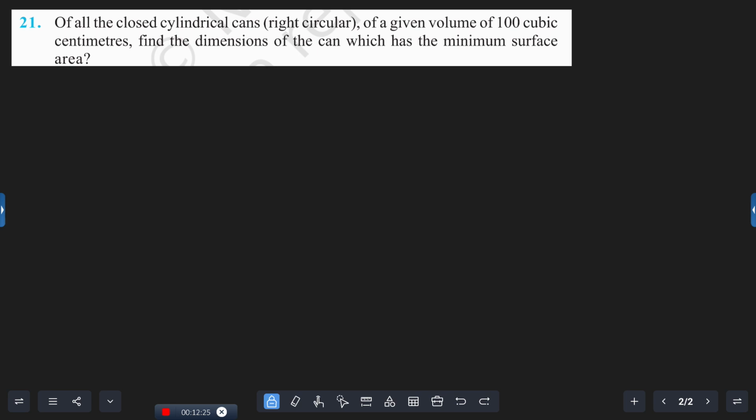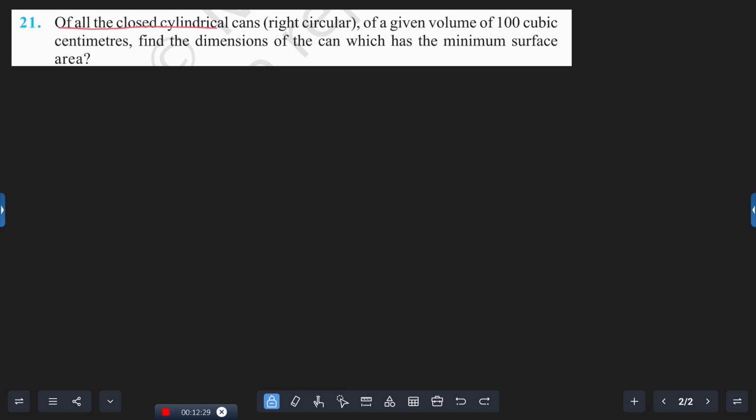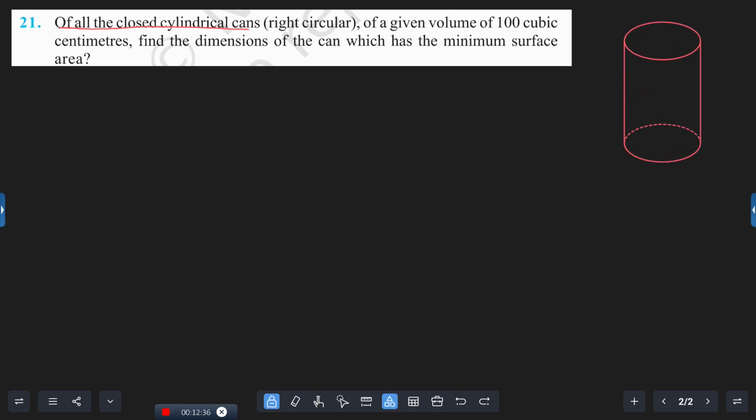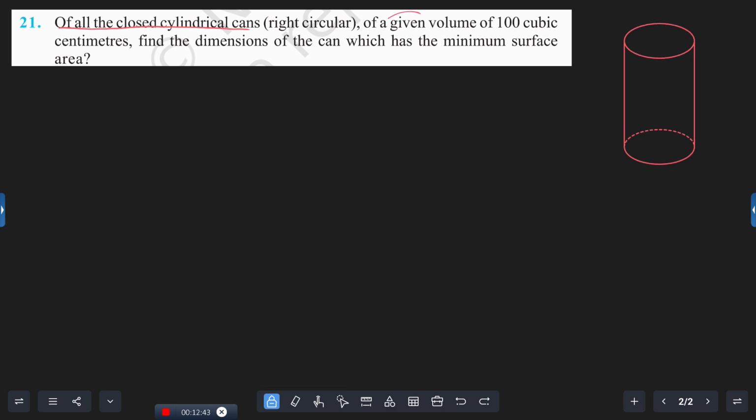So listen, 21st question, let's see what they are telling. Of all closed cylindrical cans. So we have a closed cylindrical can. And what is given? After anything is given, what do we have to do? That is constant, and the given we have to use for the derivative. We should not differentiate the given. Okay, we have to use it.